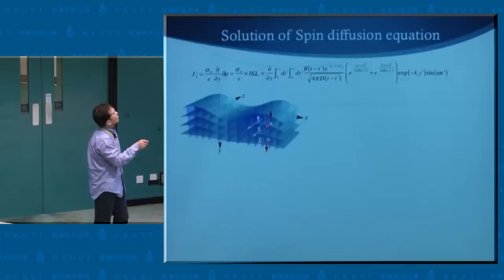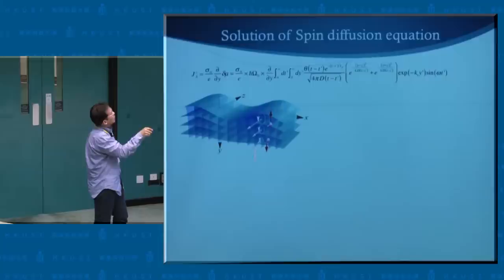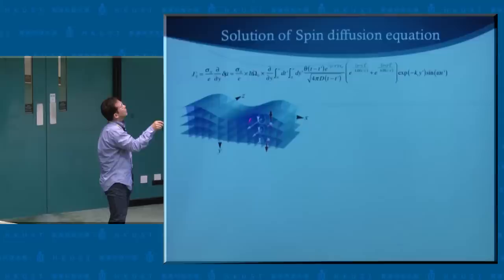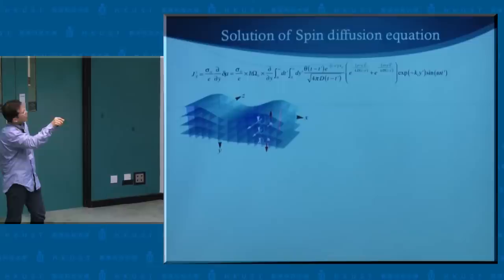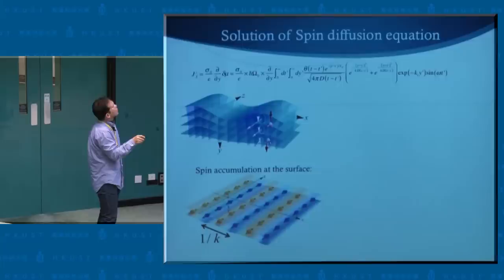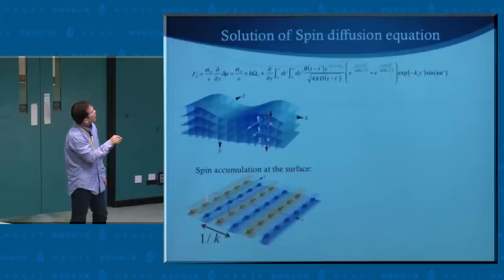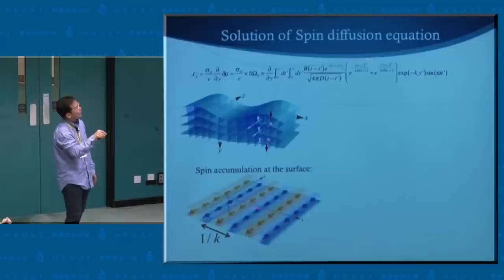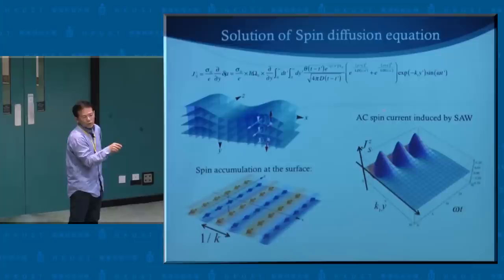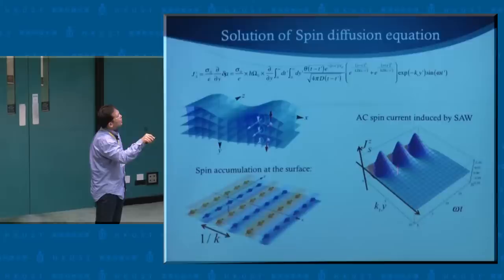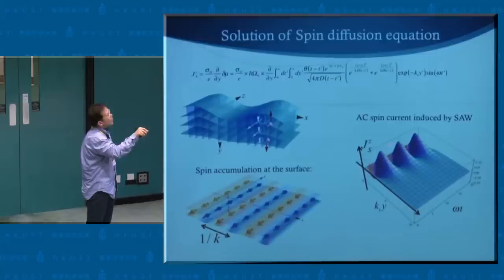The mechanical rotation, the local rotation, decreases in the y direction. So we have a gradient of the mechanical rotation, and the spin current flows parallel to the gradient of the mechanical rotation, in this direction. From this spin current, we obtain the spin accumulation at the surface, and we have this kind of stripe pattern. This is the plot of the AC spin current induced by the surface acoustic wave. This spin current oscillates in the time direction, and the maximum amplitude is located near the surface.